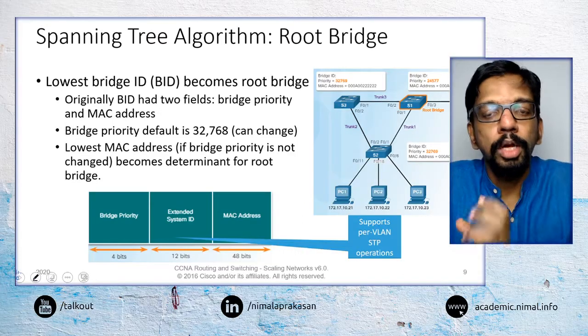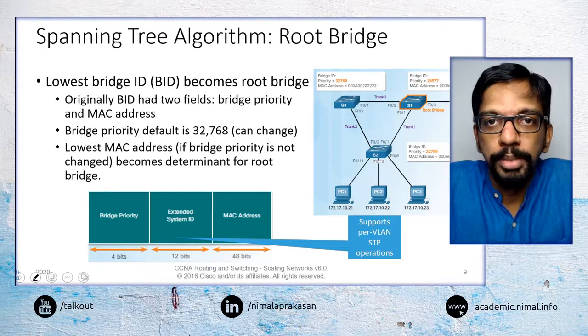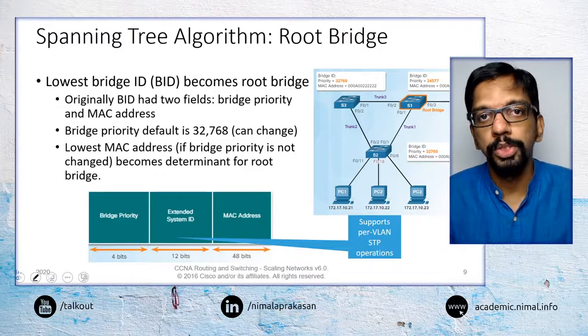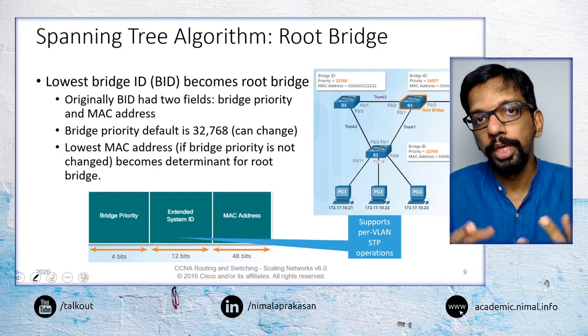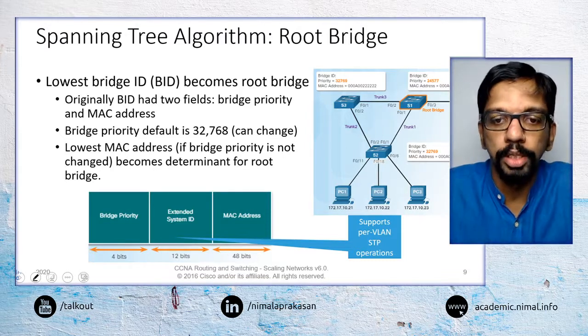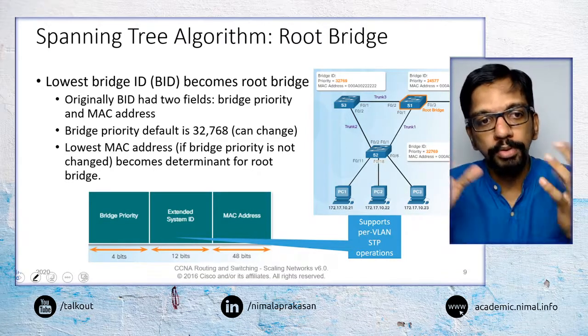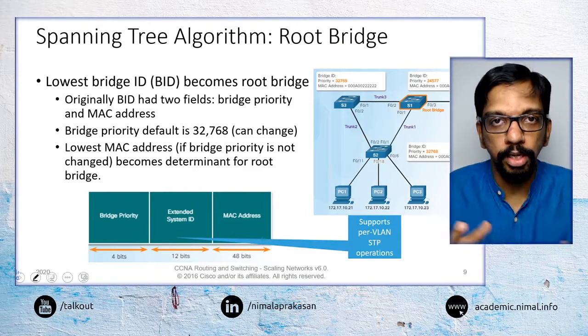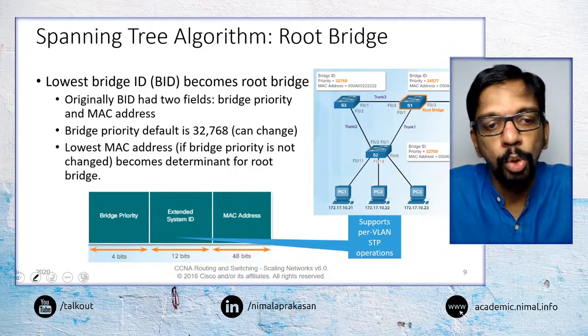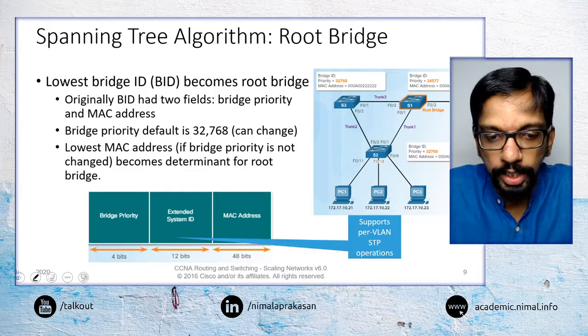So now let's look at how the root bridge will be selected. When there are a number of switches in the network, one of those switches will have to be elected to become the root bridge. And this will happen in the STP, or the spanning tree protocol, using what is called the lowest bridge ID.